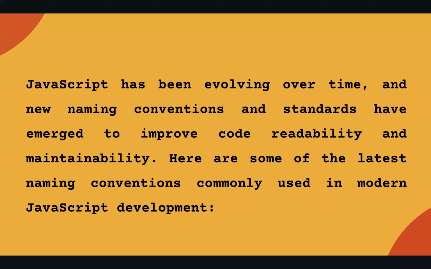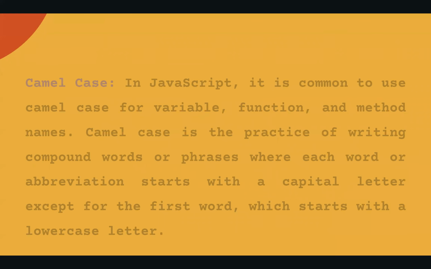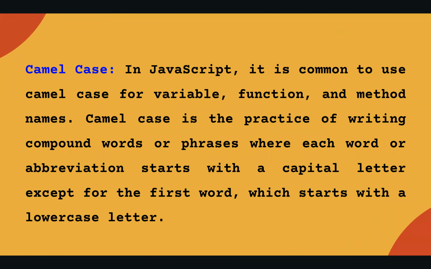So, camel case. In JavaScript, it is common to use camel case for variables, functions, and method names. Camel case is the practice of writing compound words or phrases where each word or abbreviation starts with a capital letter, except for the first word, which starts with a lowercase letter. So if you have two words, the first word will start with a small case, and the second word will start with a capital letter. This is normally used for variables, functions, and methods in JavaScript.